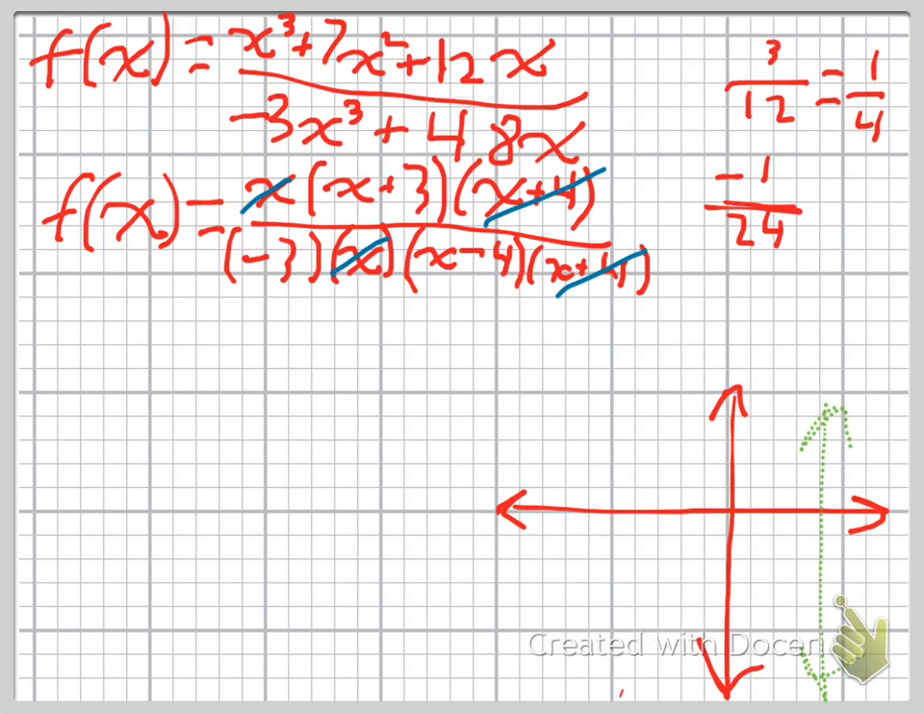And our horizontal asymptote is actually y equals -1/3, so I'm drawing that a little lower to show the holes, we'll need to see. So our holes are at -3 and 1/4. I'm sorry, 0 and 1/4. There's a hole right there. And at -4 and -1/24.